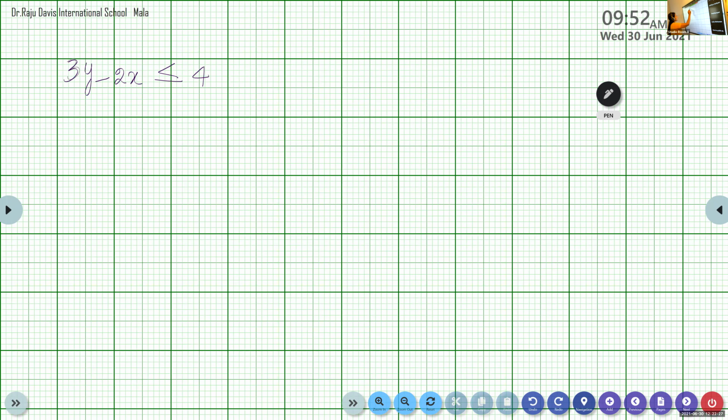The next one is x plus 3y greater than 3. Next one, x plus y less than or equal to 5. x plus y greater than or equal to 5. And y less than 4. Four inequalities are given. We want to solve this graphically.